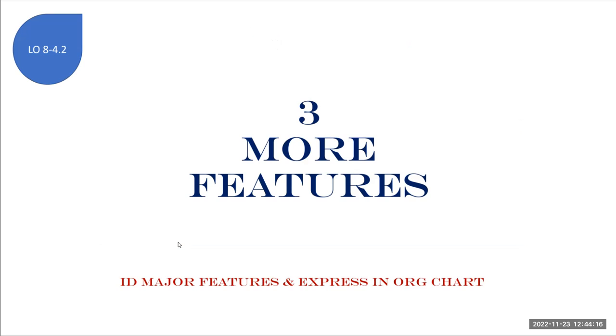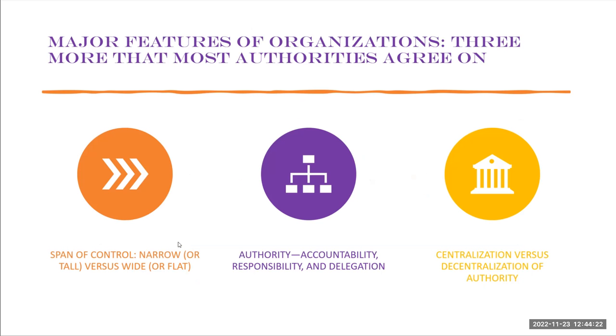Now, there are three more features that are identified that we will go over that are generally agreed upon. One of them is the span of control, how narrow or tall or flat or wide a span of control is. Basically, it resembles something like this essentially.